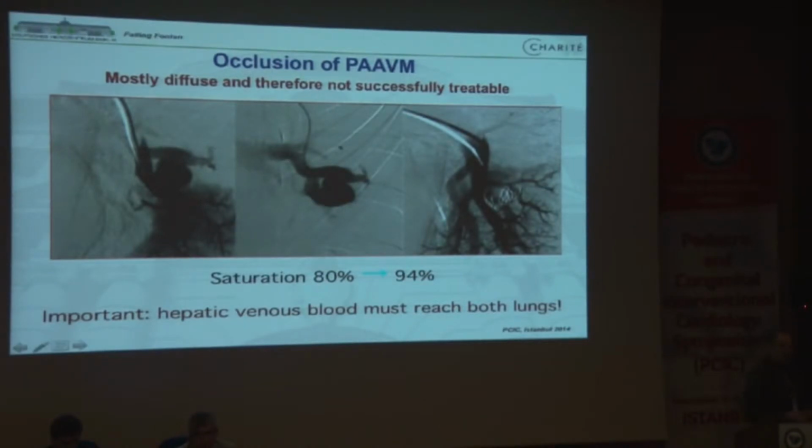Some of those patients are suffering from pulmonary arteriovenous fistula connections.